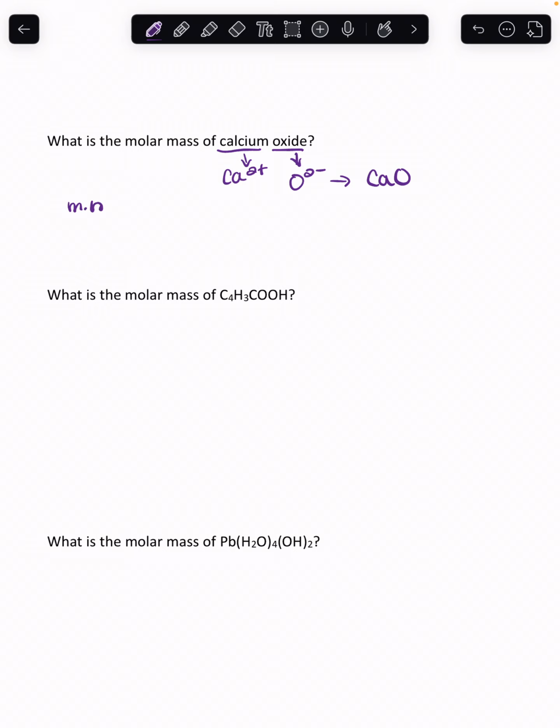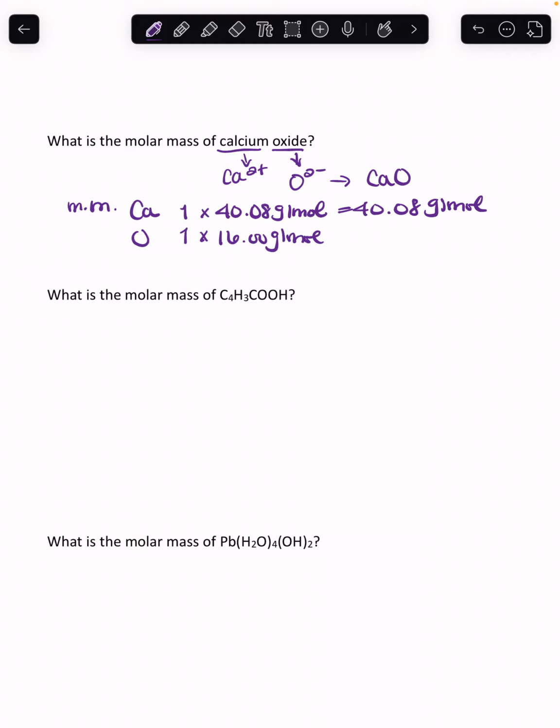So I'll start over here, and I'll do molar mass of calcium. I have 1 times 40.08, which I pulled from the periodic table. So that's our molar mass. And then oxygen, I have 1 times 16 grams per mole. Again, periodic table. And when I add them together, I'm getting 56.08 grams per mole of calcium oxide.